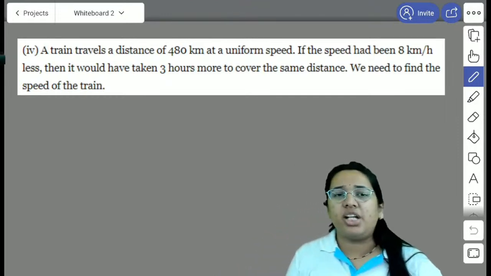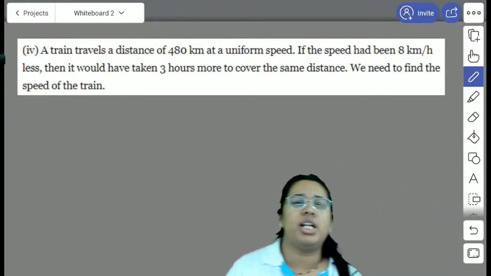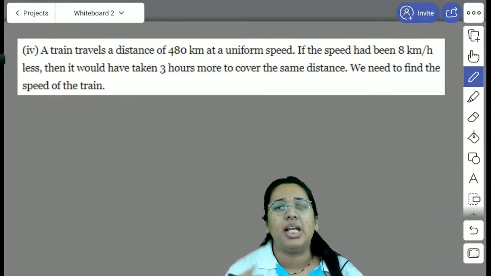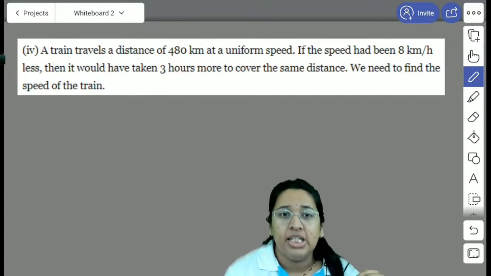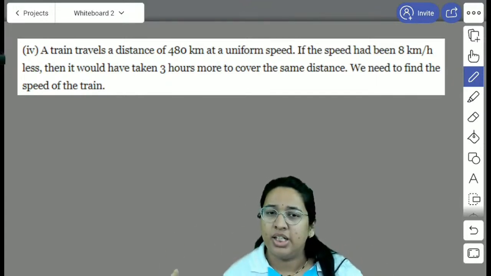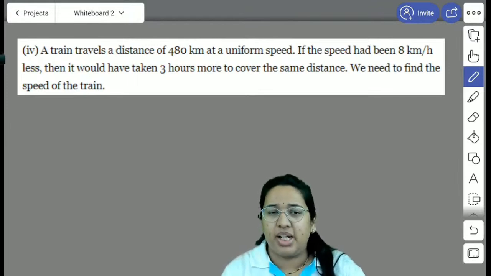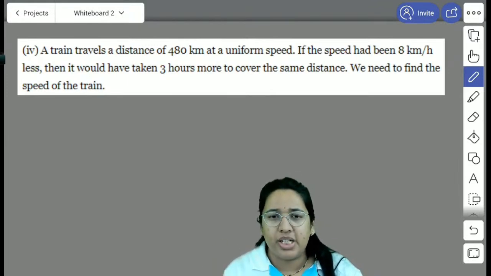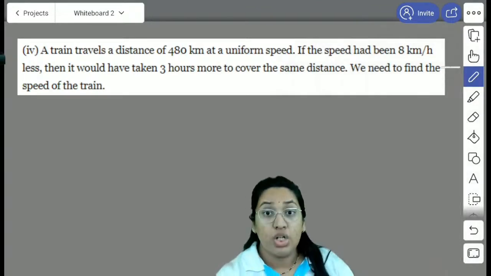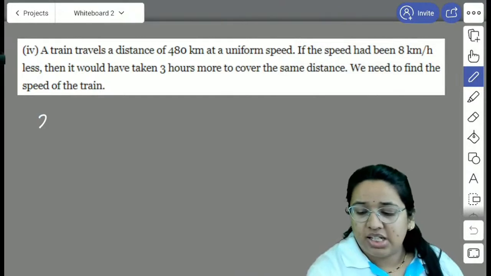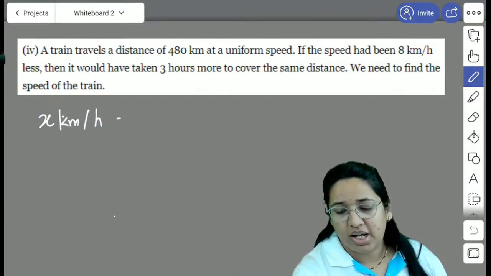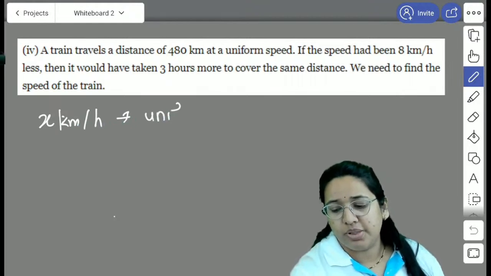That's it. A train travels a distance of 480 km at a uniform speed. If the speed had been 8 km per hour less, then it would take 3 hours more to cover the same distance. Okay. So the first part is that they are talking about the uniform speed and they are either increasing or decreasing the speed. So for that, we'll just consider let x kilometer per hour be the uniform speed.